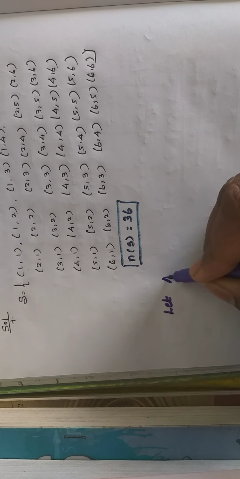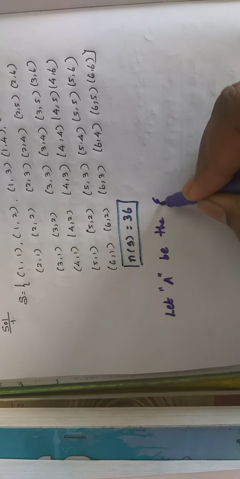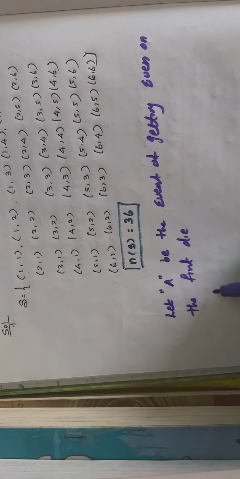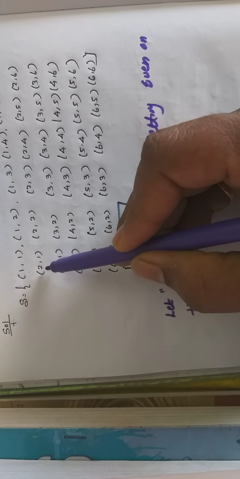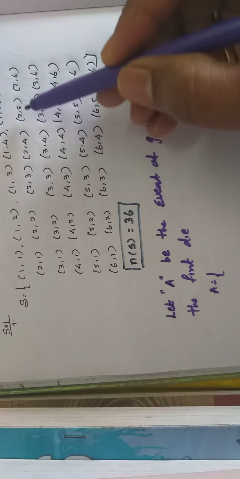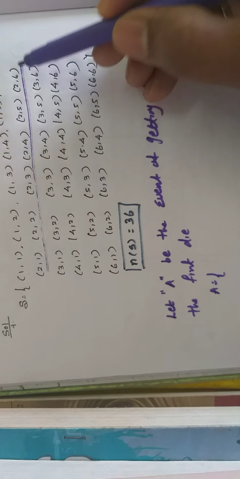Let A be the event of getting even number on the first die. On the first die only even number should come. 1 is odd number, 2 even number: 2, 1, 2, 2, 2, 3, 2, 4, 2, 5, 2, 6. This row is fully even number on the first die.